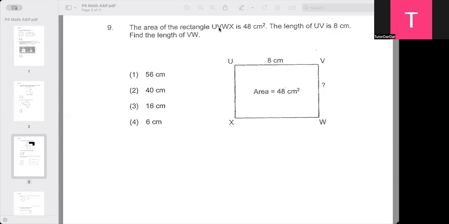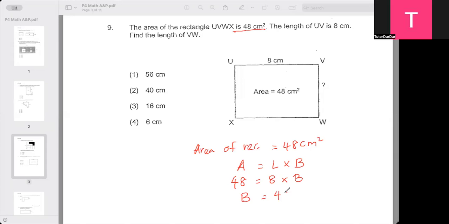The area of the rectangle UVWX is 48 cm square. Okay, the area of the rectangle is equal to 48 cm square. So now, what is the area of a rectangle? Area is equal to L times B. We know the area, which is 48. Do we know the length? Yes, we know the length, which is 8. Do we know the breadth? We don't know. This is what we are finding, which is B. So if you want to find the breadth, what do we do? B is equal to 48 divided by 8.